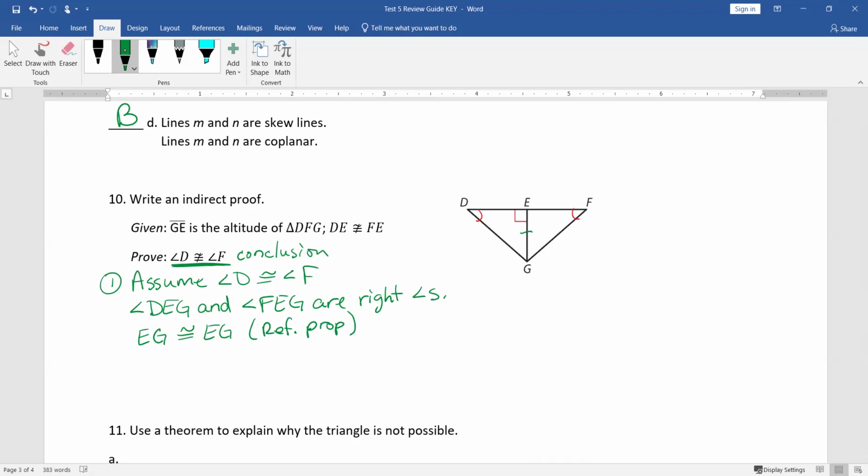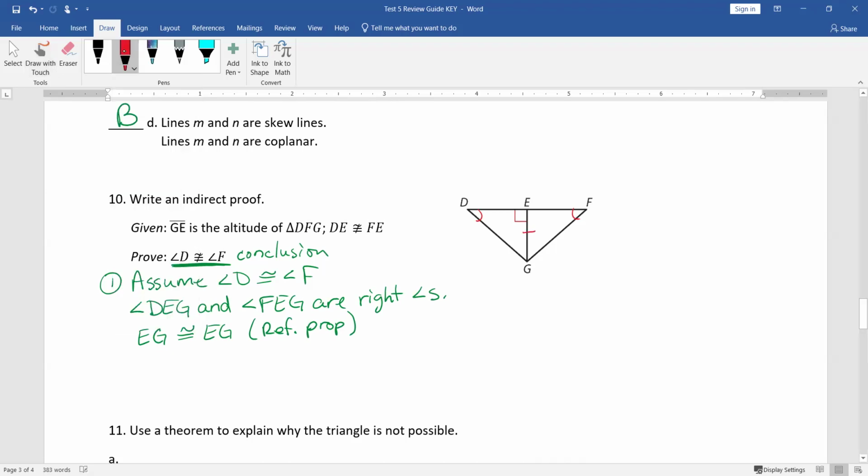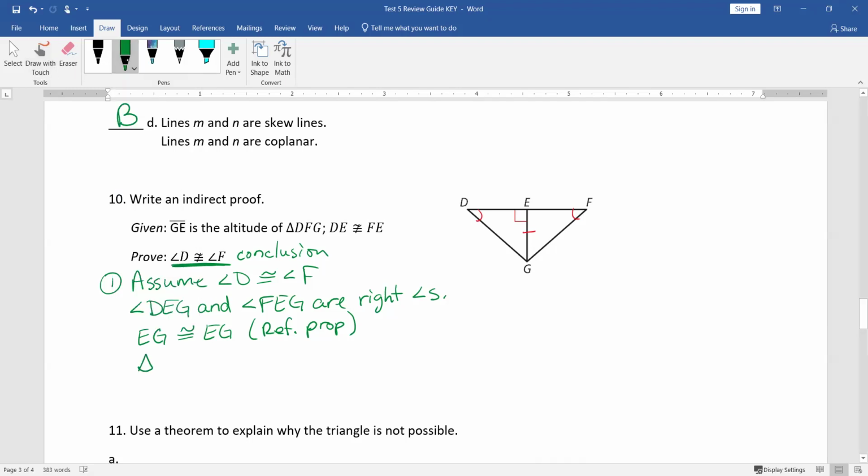This is congruent. So if we look at that, thinking about our right triangle properties, we have an acute angle and we have a leg in two right triangles that are congruent. So we can state that triangle DEG is congruent to triangle FEG because of the leg angle congruency, because we have right triangles in here.